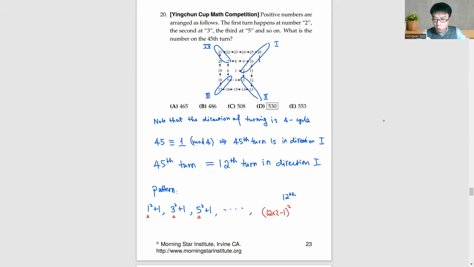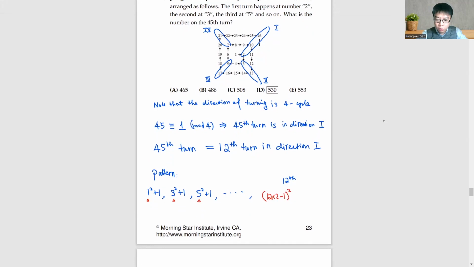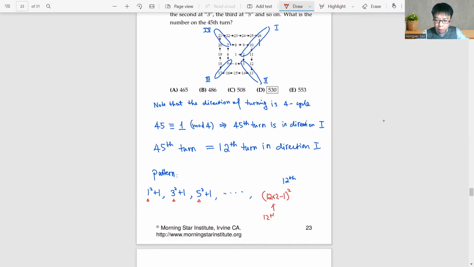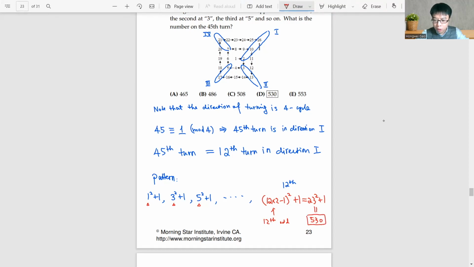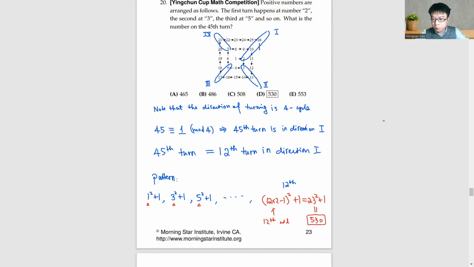So that should be the square here, the 12th odd number. And according to this pattern, that number should be the square plus 1. So it's 23 square plus 1. And we see that the number equals 530. So the answer is 530.